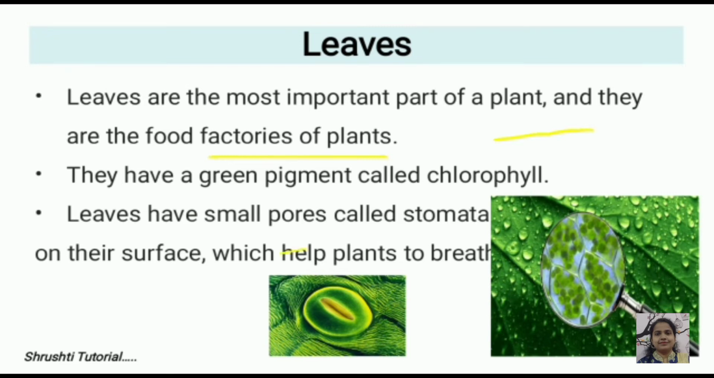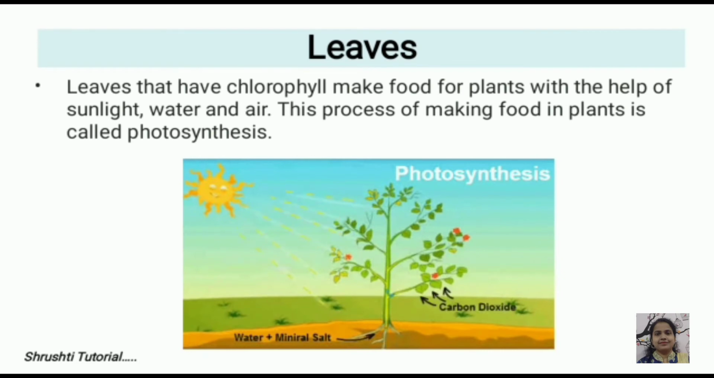Leaves have small pores called stomata on their surface. With the help of stomata, plants breathe. So this is called stomata. These are the tiny pores present on the backside of the leaves. Leaves that have chlorophyll make food for plants with the help of sunlight, water, and air. This process of making food by the plant is called photosynthesis. With the presence of the sun, air, and water, the plant makes its own food. This process is known as photosynthesis.